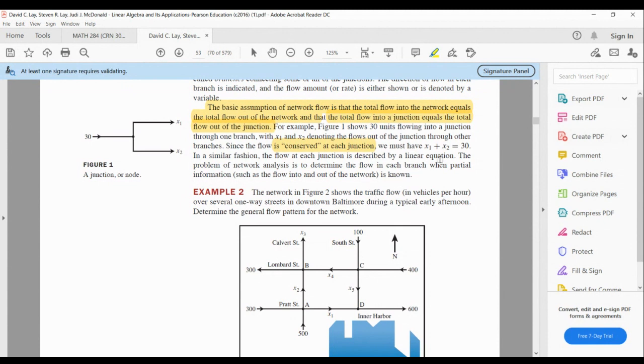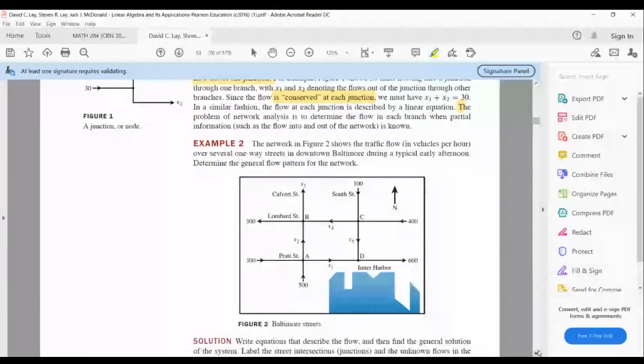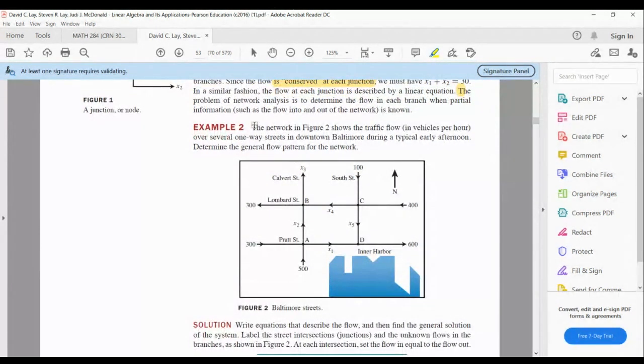Okay, and so the problem of network analysis, well, let's just get to the problem here. Here in our example, you have a network in this figure that shows traffic flow in vehicles per hour over several one-way streets in downtown Baltimore during a typical early afternoon. Determine the general flow pattern for the network.